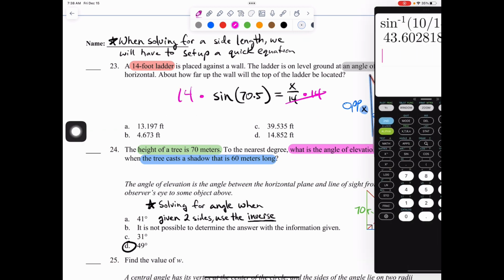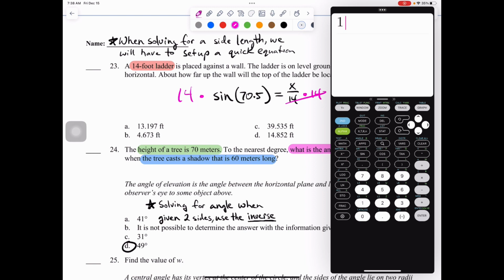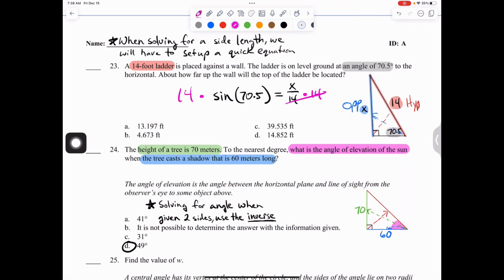So then when you enter this in your calculator, you're simply just going to do 14, hit times, hit sine, all right there. It auto opens, type in your 70.5, close your parenthesis. All right, then we will just hit enter because now we have our x is what we're solving for, and we have 13.19, and go ahead and circle A as your answer. So equals 13.19, and A will be your answer.